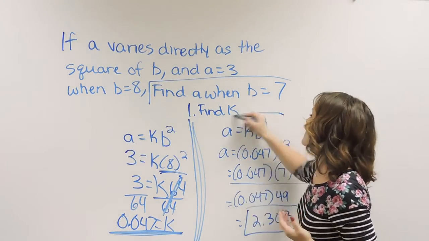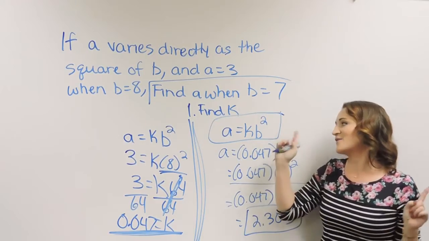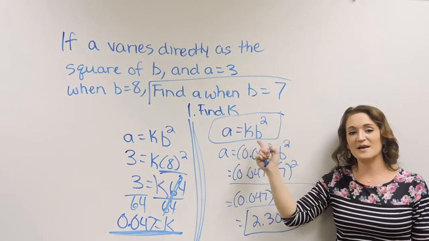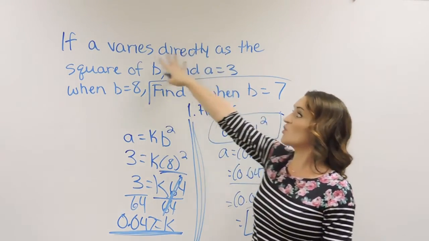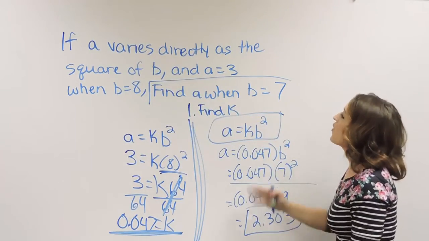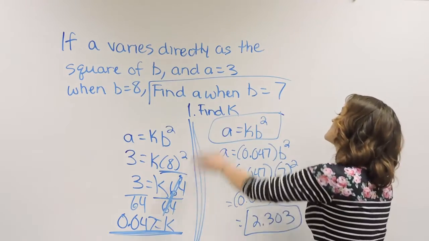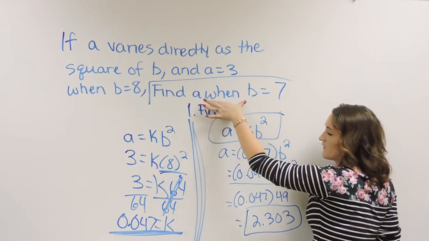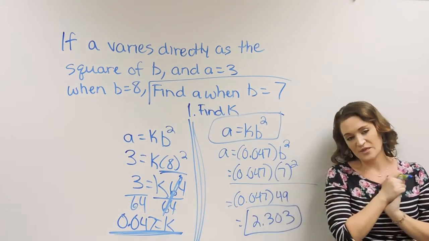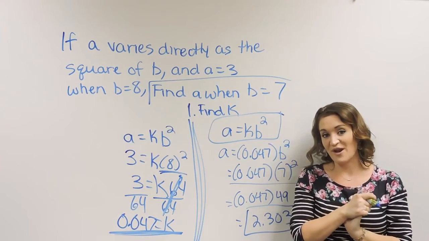First off, make sure you pull the correct formula, and that's going to depend on the wording they give you. Always solve for k first, and then use that k to plug in with your other given information to solve for what they specifically are asking you.